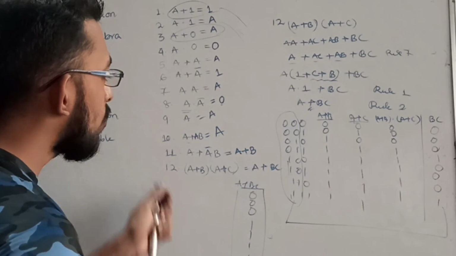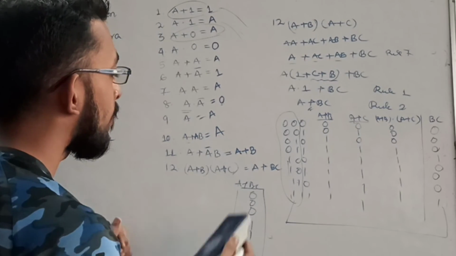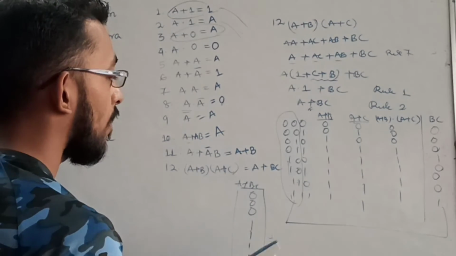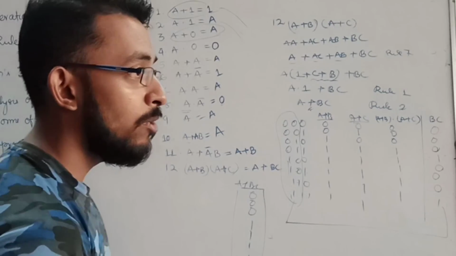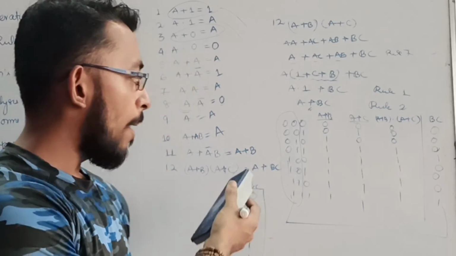Okay. So these 12 are the basic rules. Remember these rules and try to practice them in questions. Next, in the next video, we will see the De Morgan rule and we will apply these rules also.